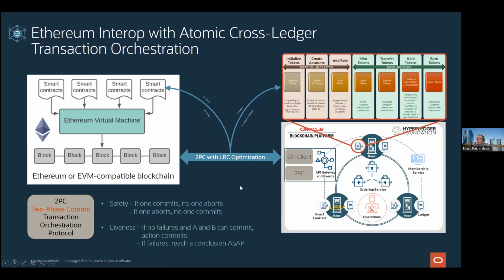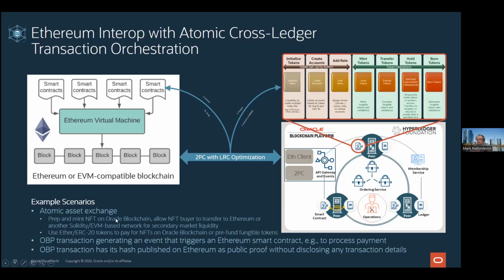So if you're doing, for example, an atomic asset exchange, you want to prep and mint an NFT on Oracle blockchain. And then when somebody buys it, you want to transfer it out to Ethereum. You could do this atomically in a way that it only exists either in one place or the other place, and you are not using any bridging solutions, which are so vulnerable to attacks and things like that.